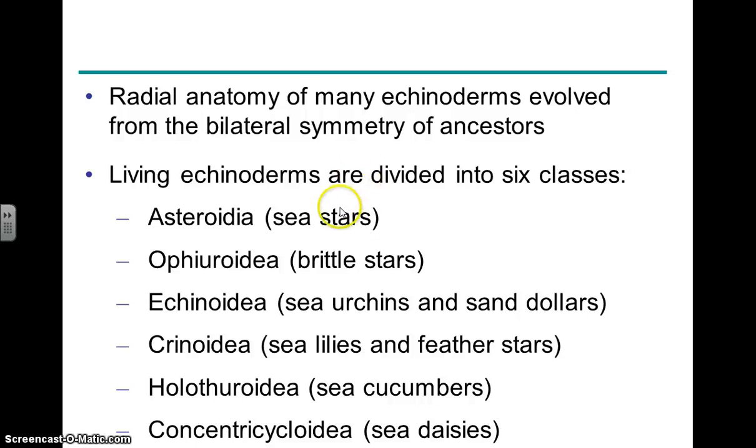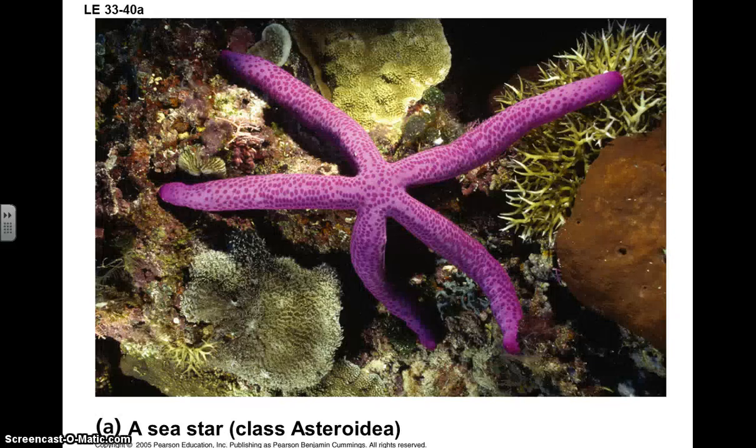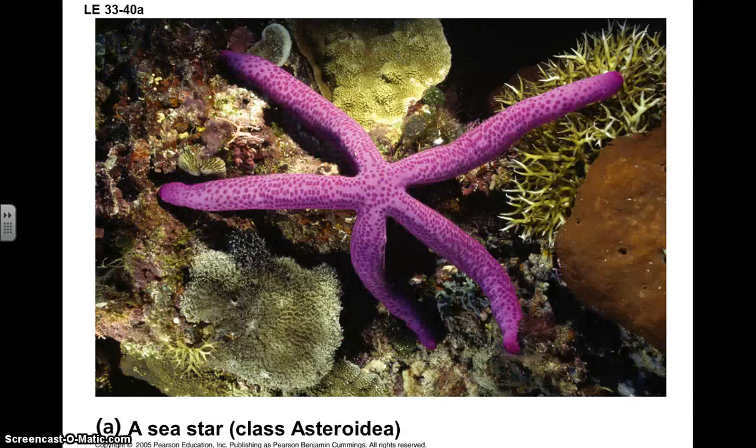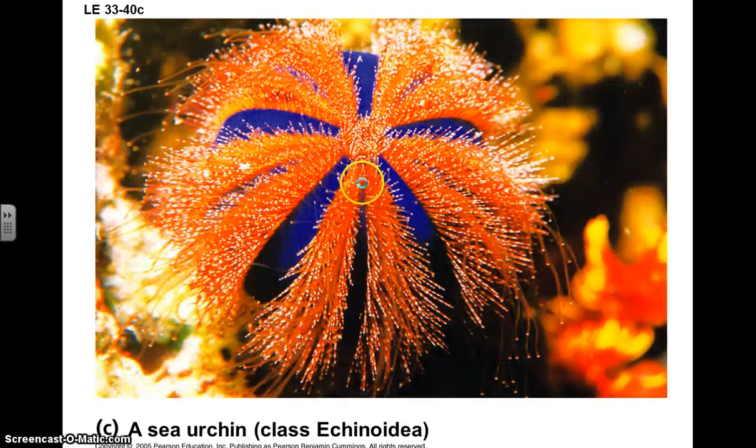Echinoderms, fairly diverse group. Again, we've talked about the sea stars, brittle stars, sea urchins, sea lilies, sea cucumbers. And again, these are the different classes. Don't worry about memorizing these. But there's your basic sea star, brittle star. You can see slight difference in anatomy with the sea stars. The arms all kind of fuse together, where here you can see the arms don't touch on the central disc.